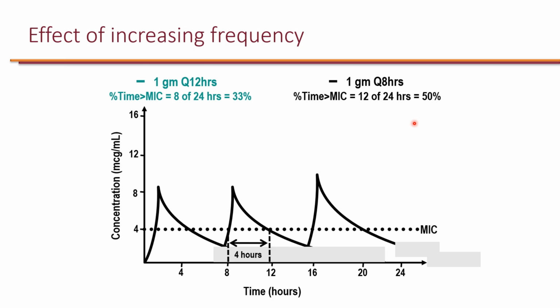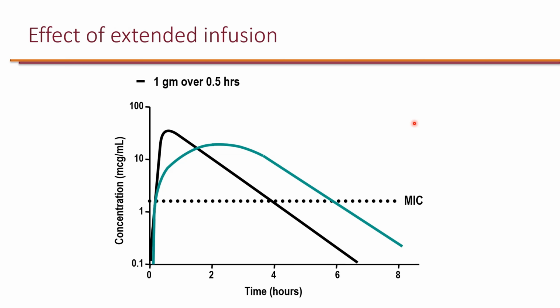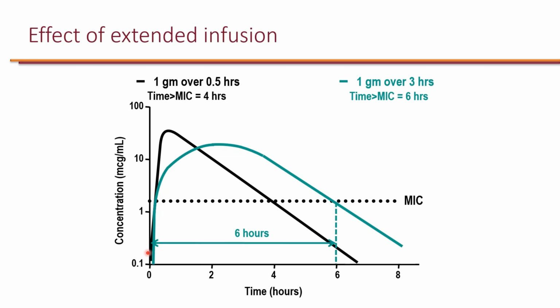Now, another thing that we can do is to extend the infusion time. So normally cefepime is dosed over a 30-minute period, which gives you that 4-hour time above MIC for each dose. And if we were to infuse this instead over a 3-hour period, it actually increases the time above MIC without increasing the dose or the frequency.